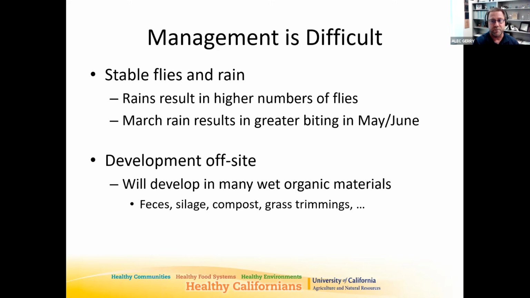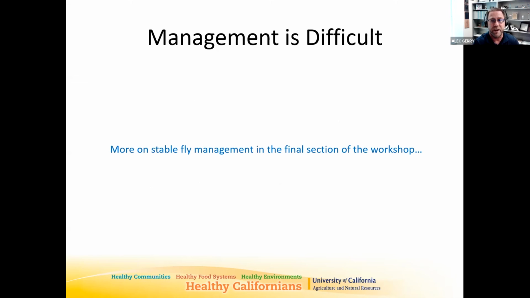One of the problems with stable fly management is that a lot of the development actually occurs off-site. So the producers maybe don't have full control over the stable fly production and the number of adult stable flies. And that's because these stable flies will develop in any wet organic material, from grass clippings to composted areas, to manure that's been applied to agricultural fields that gets wetted after a rain. So there's lots of sources for development that maybe not under direct control of the producer. And for that reason, management can be very difficult. We're going to discuss a little bit more on stable fly management in the final section of this workshop.